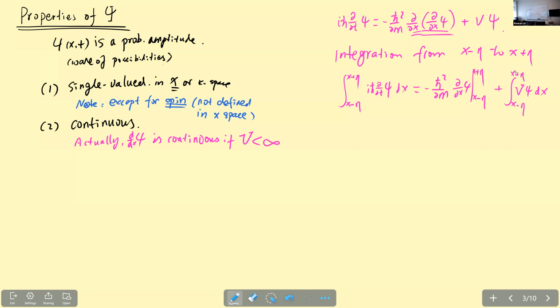Okay. But you can see that this one is less than infinite. And this one is also less than infinite. Okay. So that means, if eta goes to 0, this one goes to 0. So that means the first order derivative of this one is continuous.